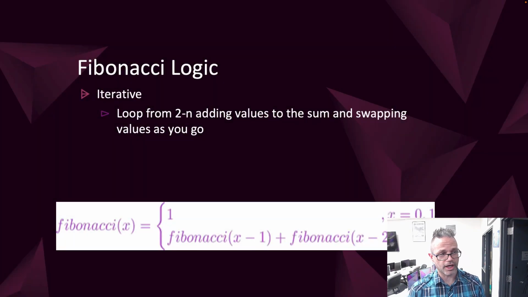In the Fibonacci logic, we have an iterative solution where I'm looping from 2 to n, adding values to the sum and swapping the values as we go. If you want to look at the actual solution, go ahead and do that. It's a great solution. In the math logic right here, I have Fibonacci of x is equal to 1 such that x is 0 or 1.